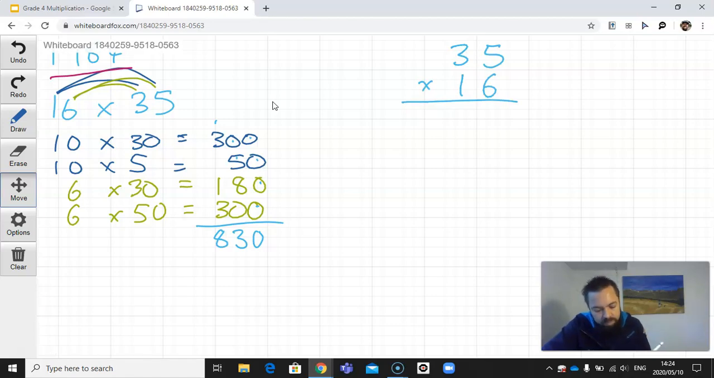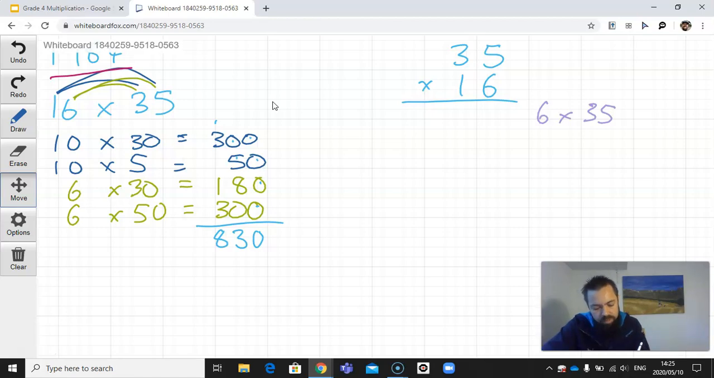Okay, so what I'm first going to do is I'm going to go 6 times 35, and that's going to happen in this line over here. Okay, so let's choose a color for that. Let's do 6 times 35.